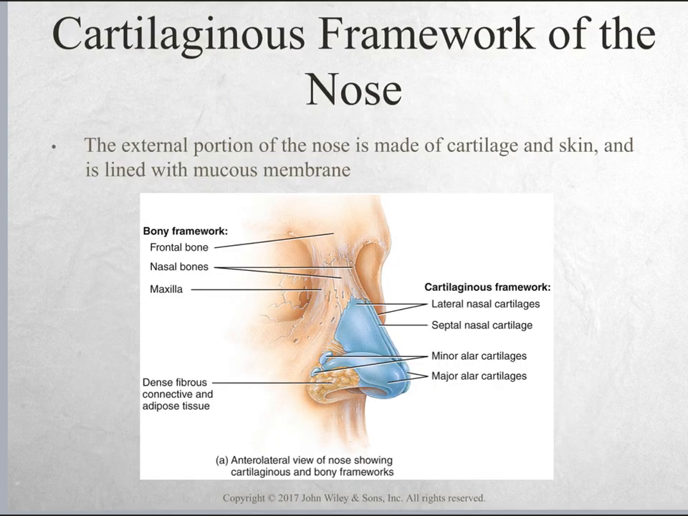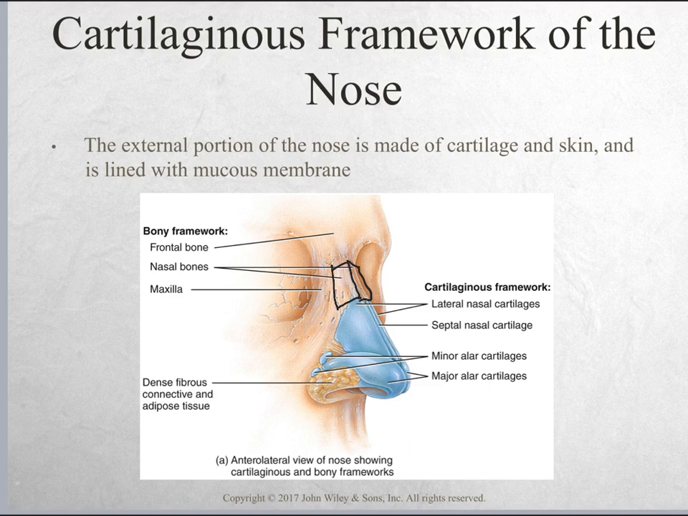If we start on the outside and work our way in, we start with the cartilaginous framework of the nose. And again, pretty straightforward, if we go back to AP1, our small little nasal bone here, right? So we have our nasal bone with the frontal bone and the maxilla. It's giving us our bony framework. And then we have cartilage. The cartilage is going to give us a cartilaginous framework.